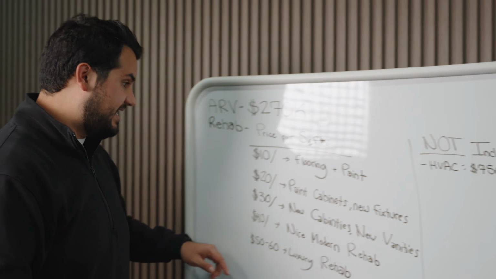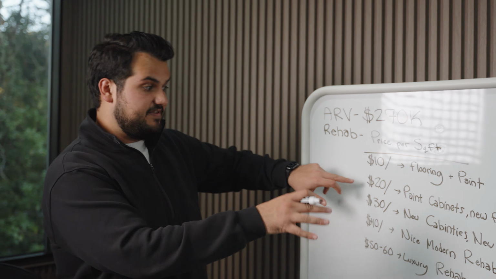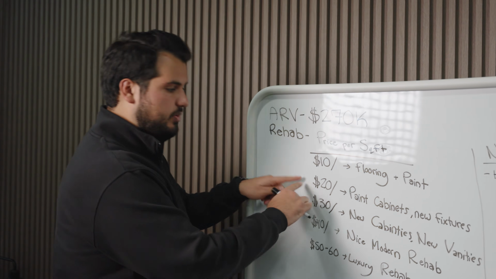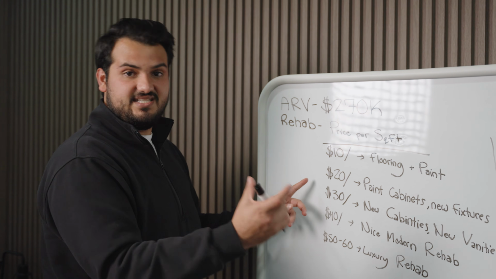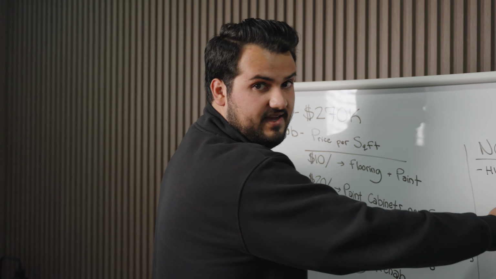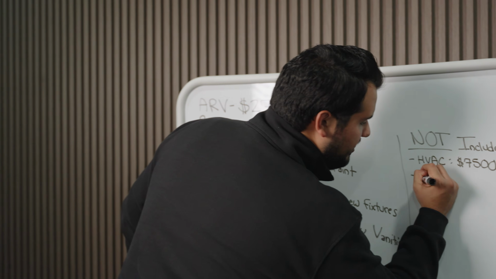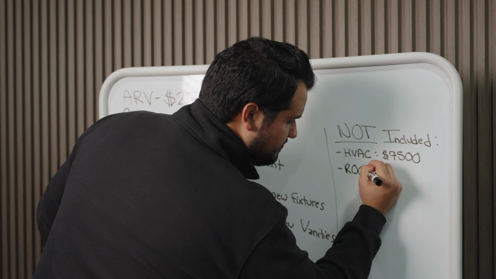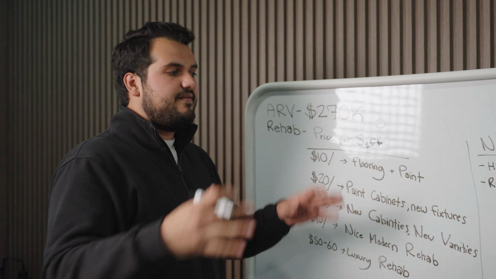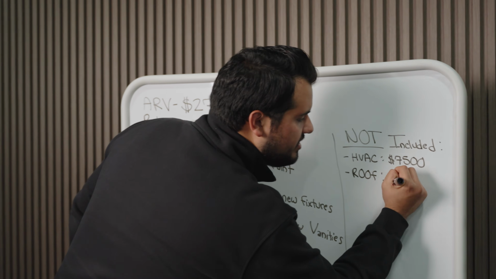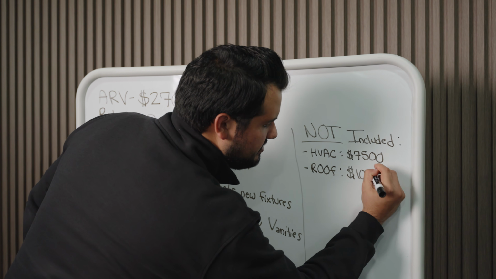So let's say it needs a paint, cabinets, and new fixture rehab for $20 a square foot, and it needs a new HVAC. Well, it's going to be $20 a square foot times the size of the home plus the HVAC, right? So these are additional costs. A roof, again, will vary on size of the house, but as an average, like the way we're putting it for an HVAC, the average home you could expect to spend around $10,000.